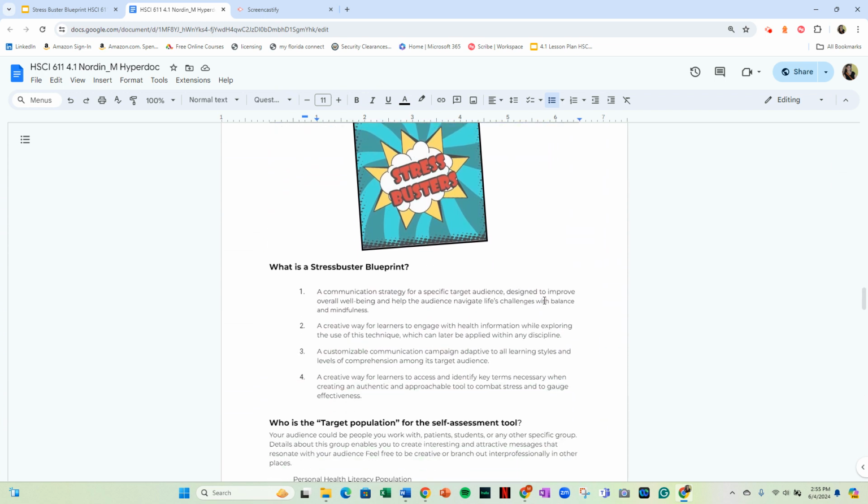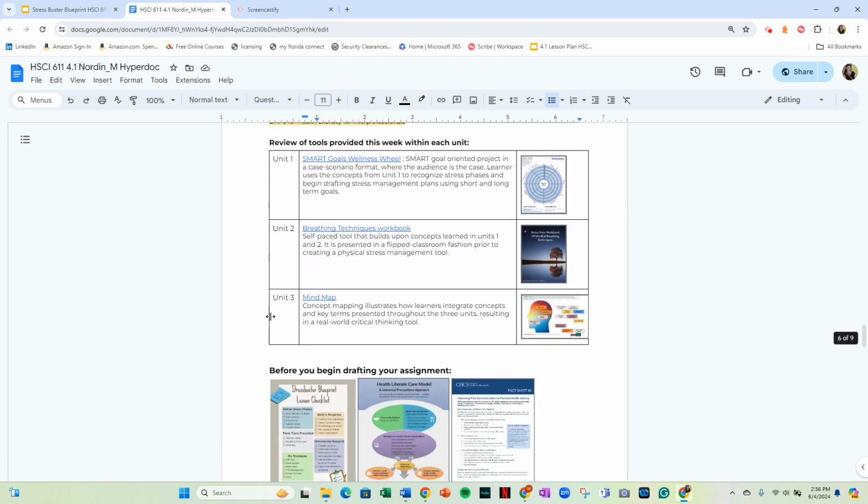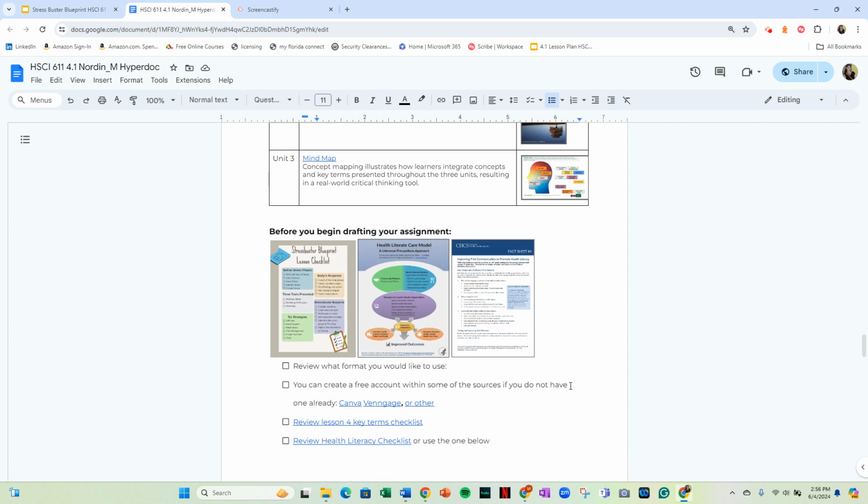And then finally, after those three units, you'll be moving on to the fourth unit, which talks about the Stressbuster Blueprint. It's a communication strategy for a target audience, and it's designed to improve over time. This is really your opportunity to take what we're learning and create a cadence of communication for yourself later. Here are some tips and tricks about choosing your target audience or population, and one place for the goals and the activities that are presented within the material.